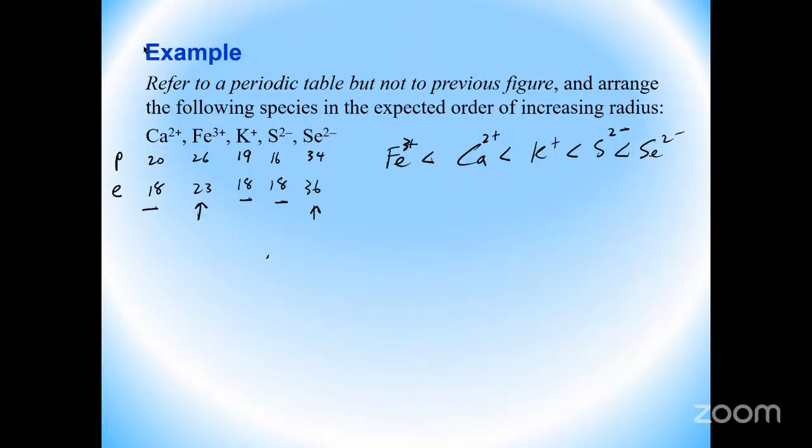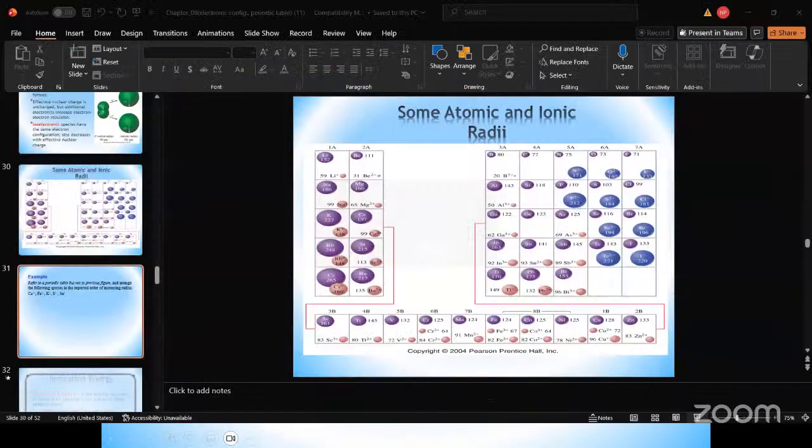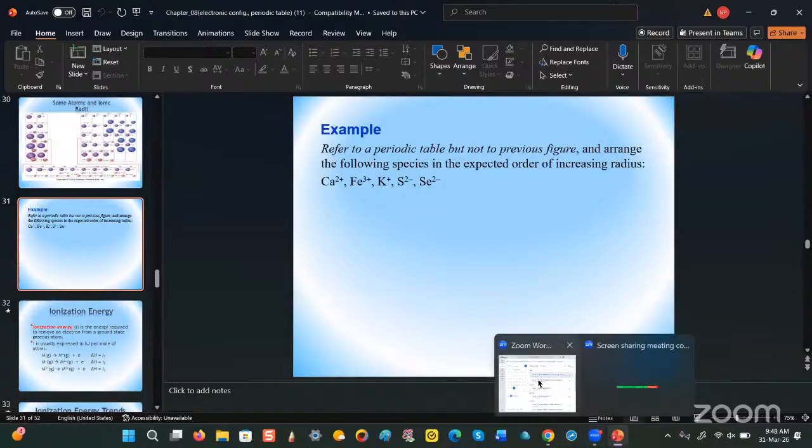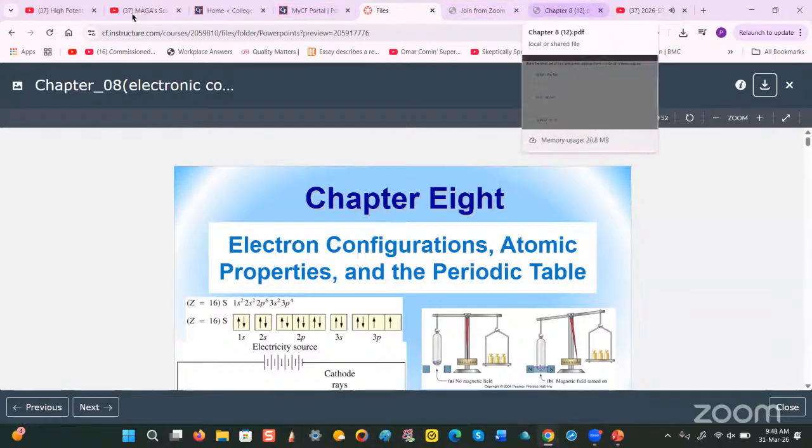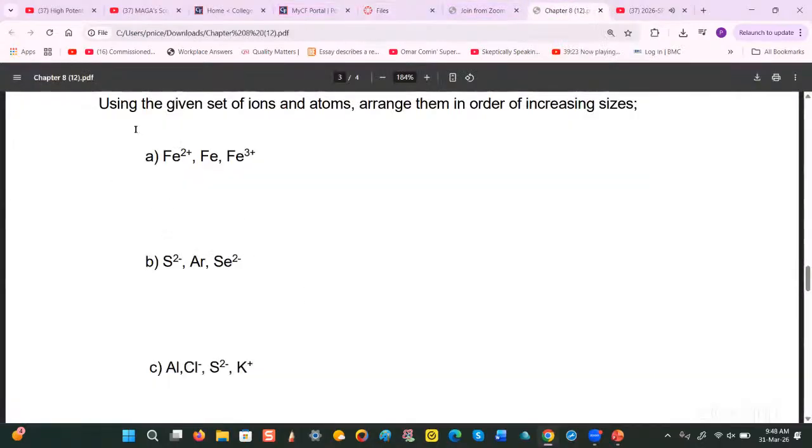If there are no questions about this, we can now proceed to the relevant question. So it says, given the set of ions and atoms, arrange them in order of increasing size. So again, from the smallest to the largest. Of these three, which would you expect to be the smallest? Let's start off with the smallest: Fe3+, then Fe2+, and then of course Fe.